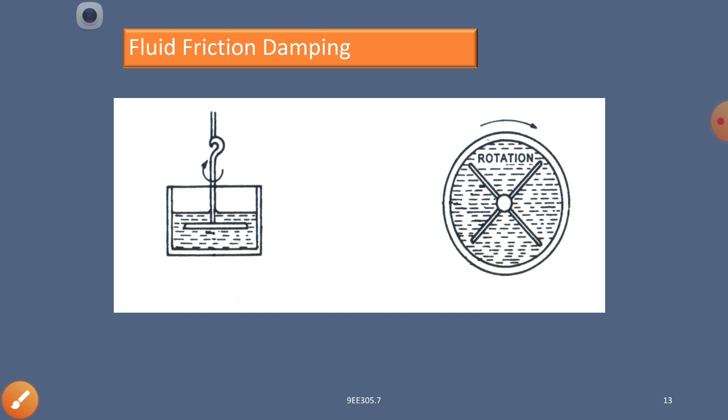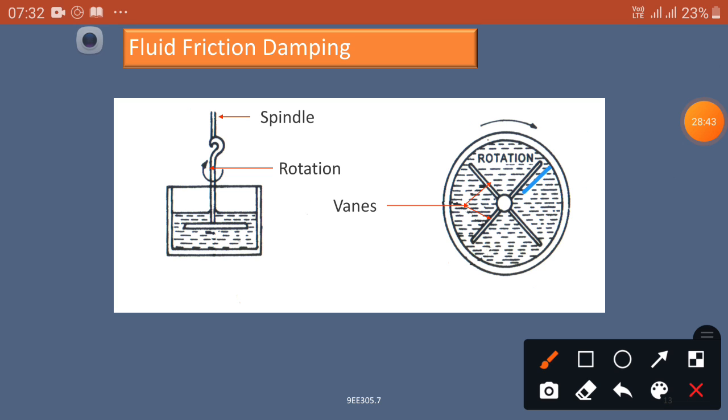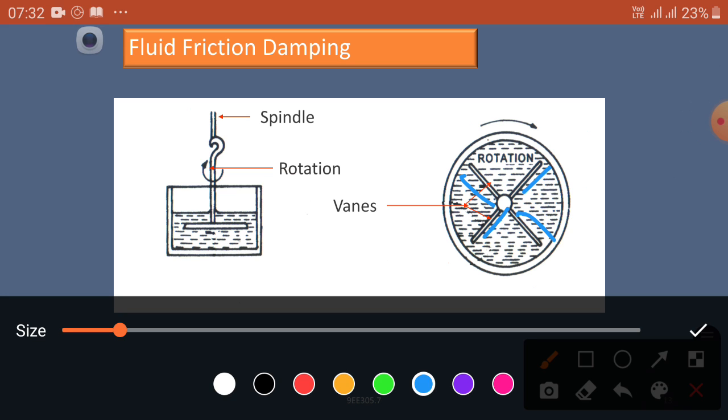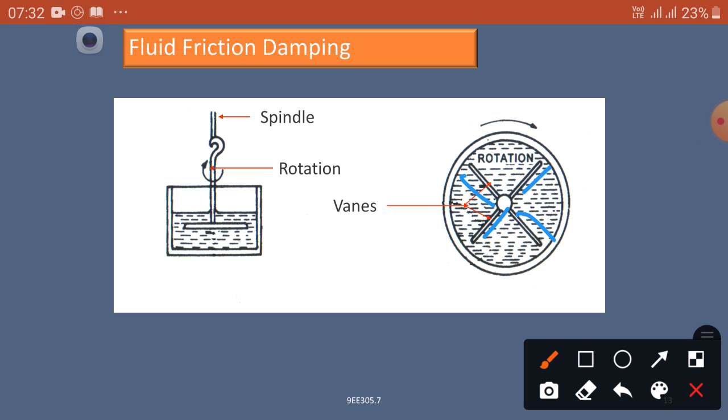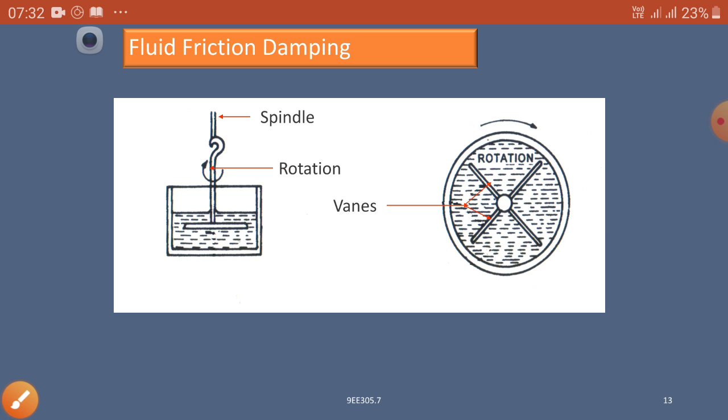Now, fluid friction damping. Here you can see a spindle, and rotation takes place, and here you can see the vane. Due to the rotation, this is a vane, this is a vane, this is a vane. In liquid, it experiences some opposing force. It cannot easily move. Once it is moving, opposition takes place in the liquid. That opposition is required. Now the disc and oil, this is the same oil.